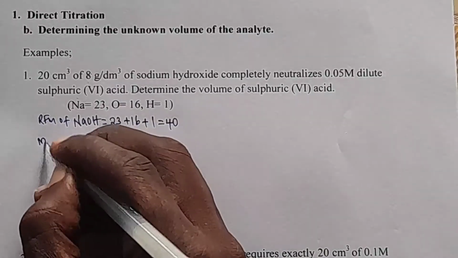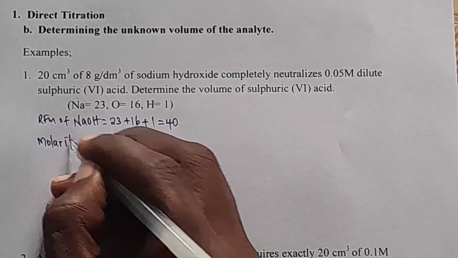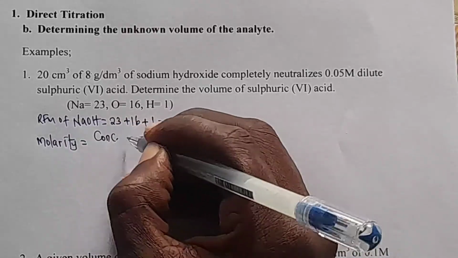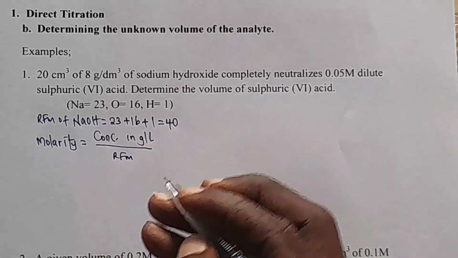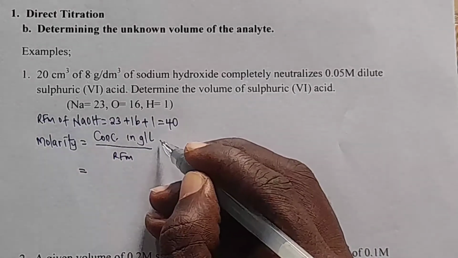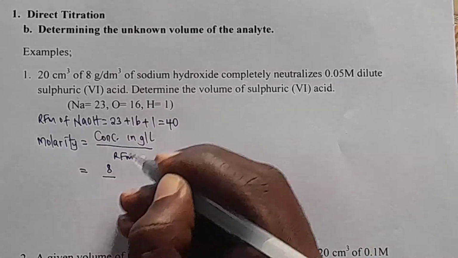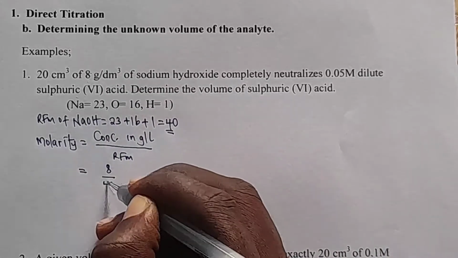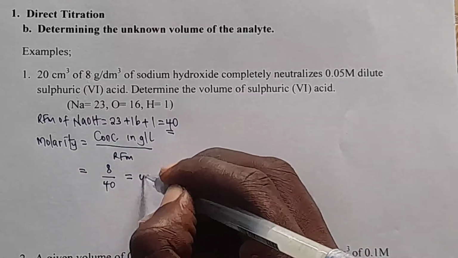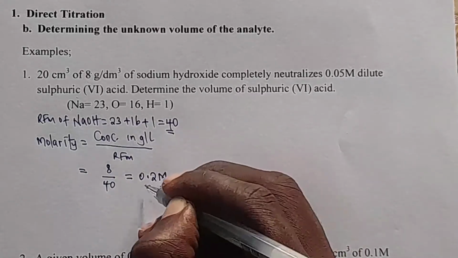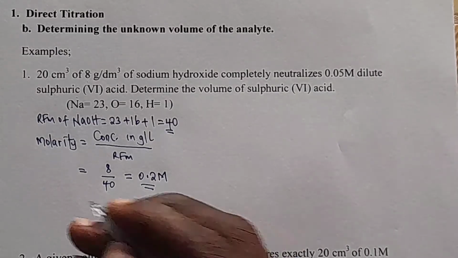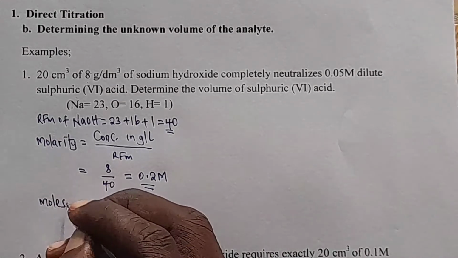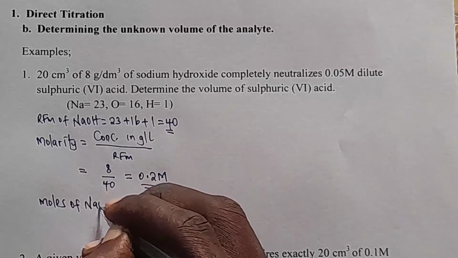So using the formula, we can write molarity equals concentration in grams per liter over the RFM. We have been given concentration in grams per liter, which is 8. Then we divide by the RFM of sodium hydroxide, which is 40. Here we get 0.2 M as our molarity. Now that we have the molarity of sodium hydroxide, we are supposed to look for the number of moles of sodium hydroxide.